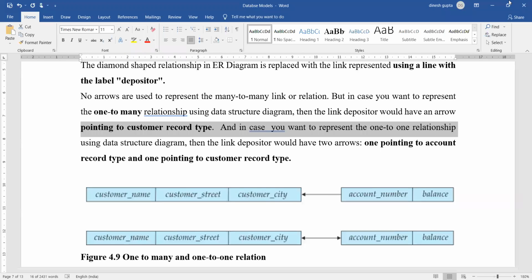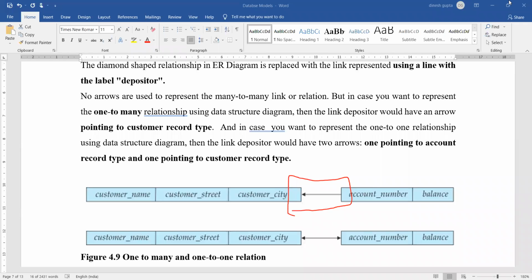So which line is representing the one to many relationship? As you can see, this is representing the one to many relationship as the arrow is pointing towards the customer record. Okay, and in case you want to represent one to one, there is no arrow for many to many, but in case there is an arrow towards both the sides, this means that it is a one to one relationship. These are the basic things that you need to remember.